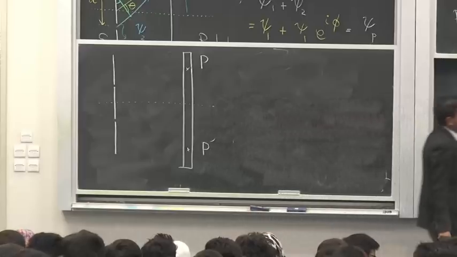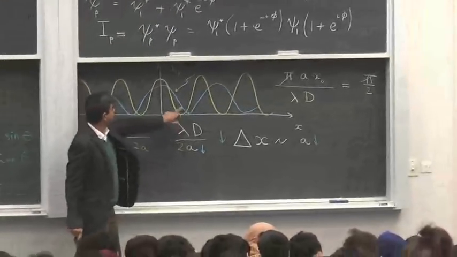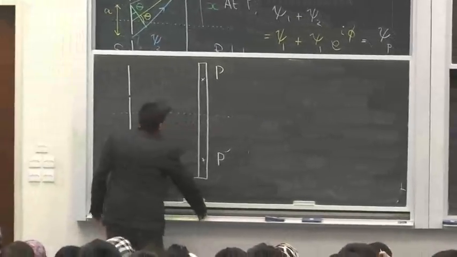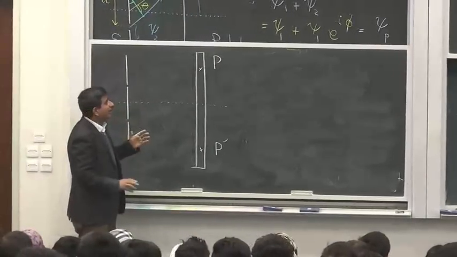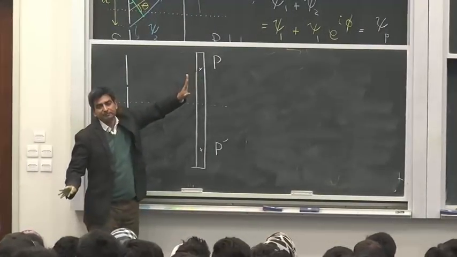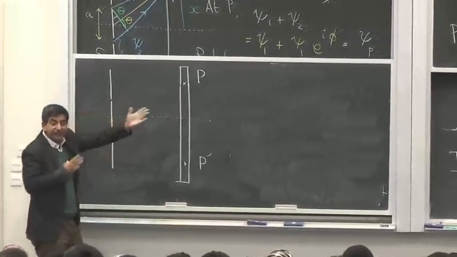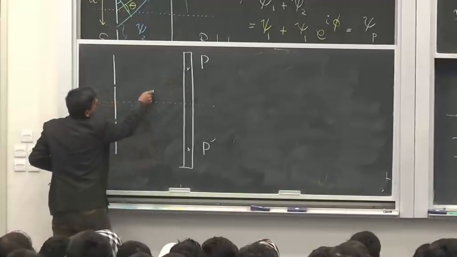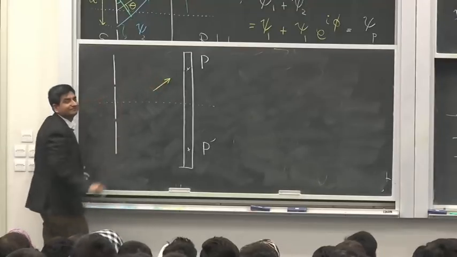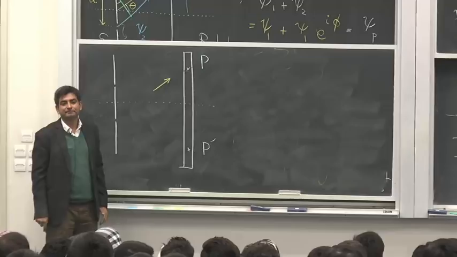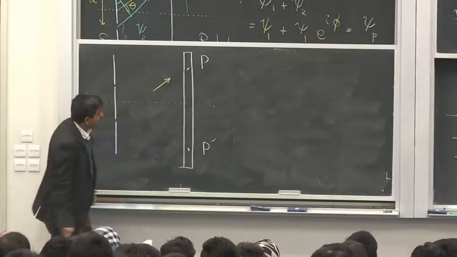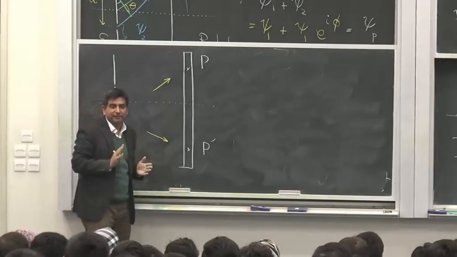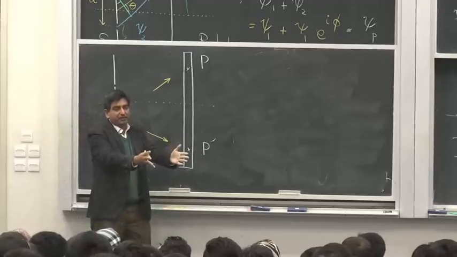Suppose this point is P, this point is P prime. Now if an electron has to reach point P, its momentum, which is a vector, must point in a direction that aims at P. If it has to reach P prime, its momentum has to point in a direction which aims at point P prime, so that it can move with its momentum and reach point P prime.